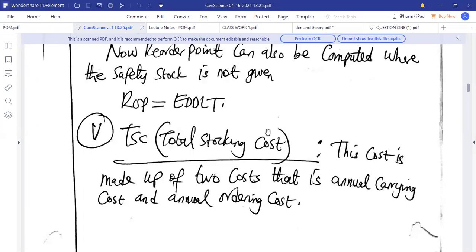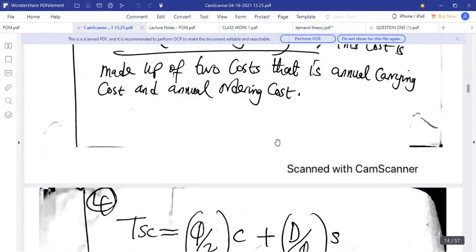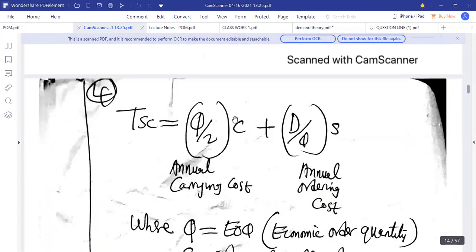As I mentioned, the total stocking cost is made up of two costs, the annual carrying cost and the annual ordering cost. So you look at the annual carrying cost and then the annual ordering cost. That is the composition of the total stocking cost. So the formula is: total stocking cost is equal to annual carrying cost, the first part, and then the other one is annual ordering cost.